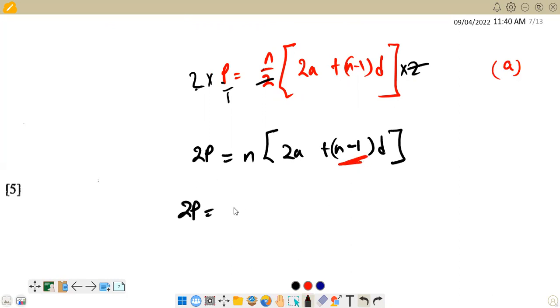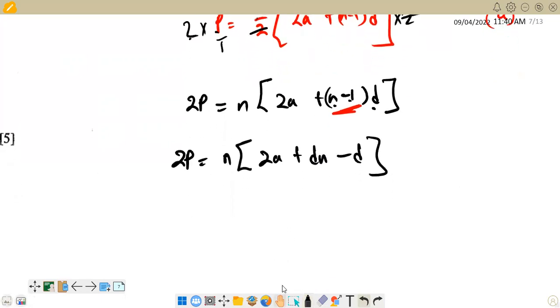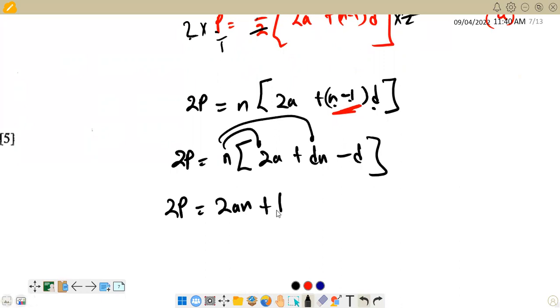So 2p is equivalent to n into 2a plus d times n, that's dn, d times minus 1, that's minus d, like this. Okay, so I've expanded the inner bracket by d. What I am left to do is to expand this bracket by n. I can expand by n, or you can divide by n if you want, but in this case I'm just going to expand by n. So I'm going to have 2p is equal to n times 2a, that is 2an. n times dn here is going to be plus dn squared. Take note it's n and n, so it's going to be dn squared. dn here times this minus d is going to be negative dn.